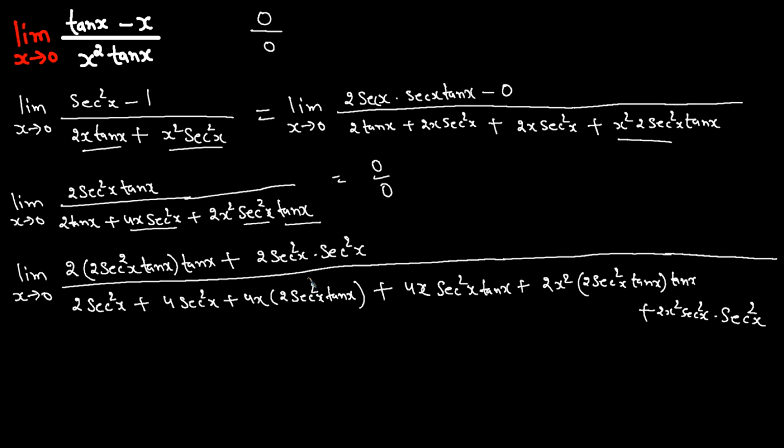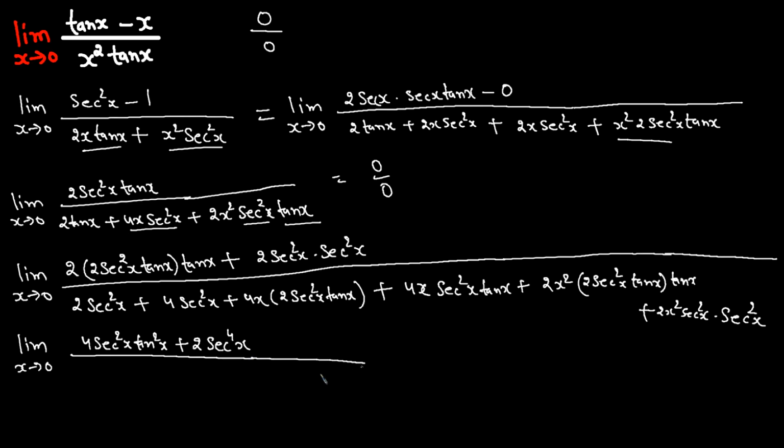Okay, so now rewrite everything we wrote. So limit x approaches 0. In the numerator I got 2 times 2 is 4 secant square x, tangent and tangent gives me tangent square x, so I got 4 secant square x tangent square x plus, and secant square multiplied by secant square gives me 2 into secant power 4 x.